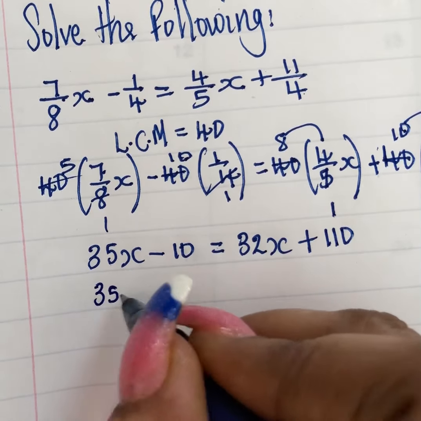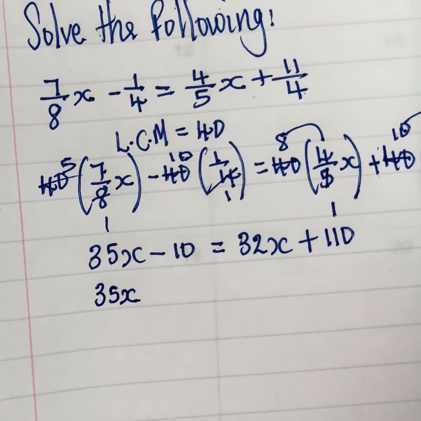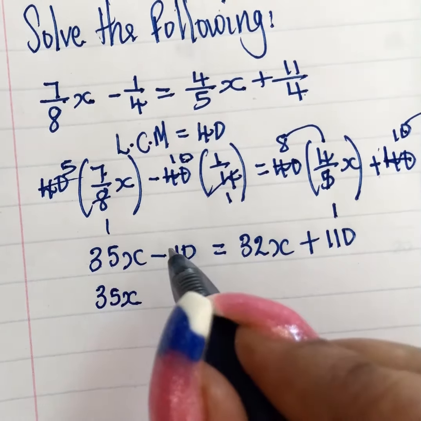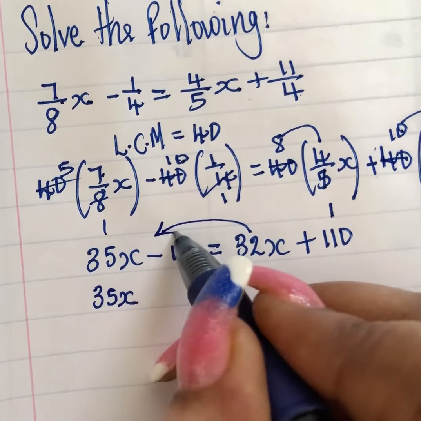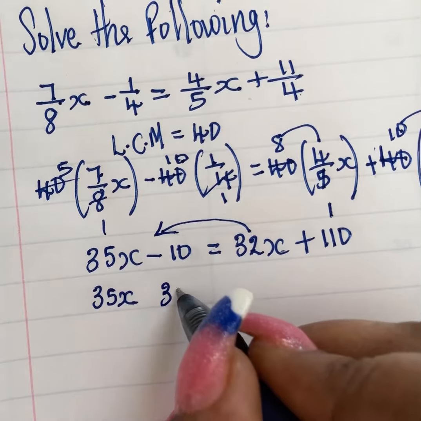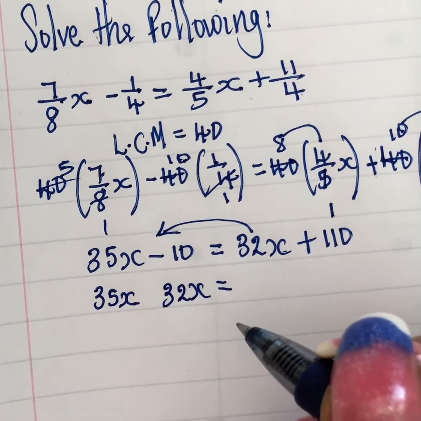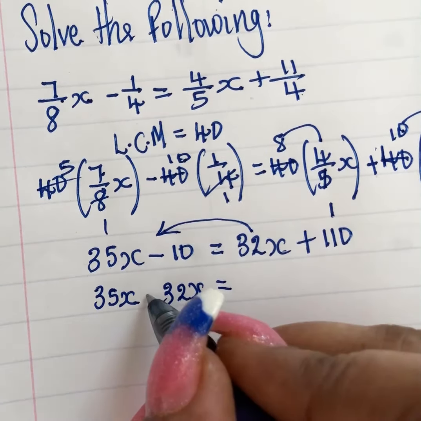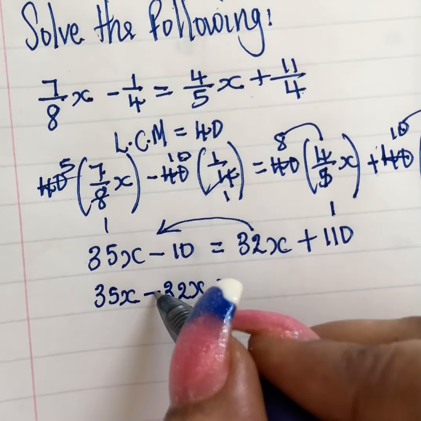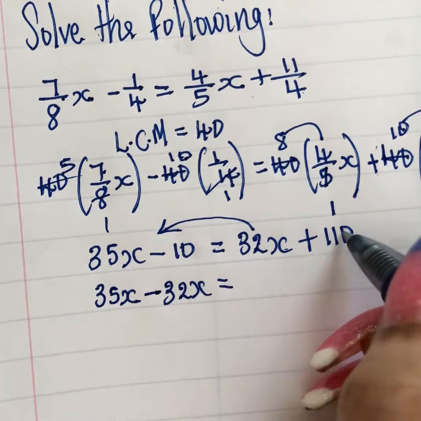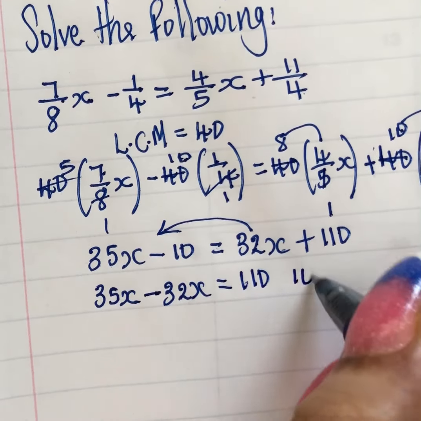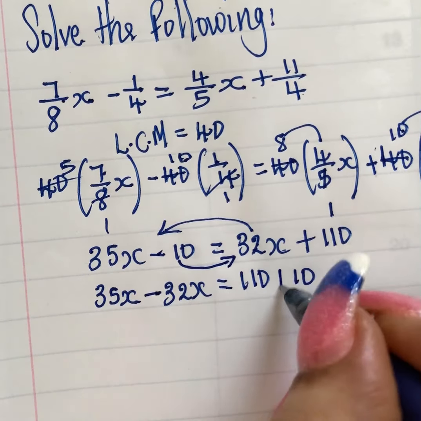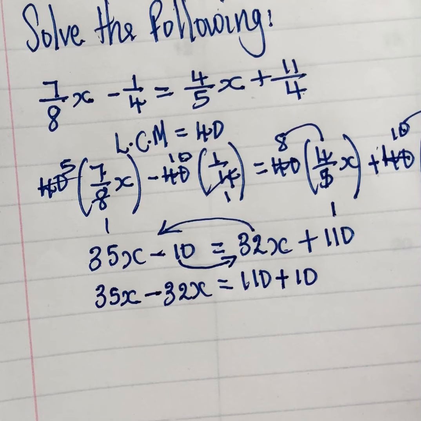Let us simplify by collecting like terms on the same side. My unknown, I am going to keep it on my left hand side because my largest positive unknown is already on my left hand side. Good. Now I'm going to take this 32x to join my 35x. And remember the rule? Once we move across the equal sign, the sign changes. It was a positive, so it's going to become a negative. We have 110, and I'm going to take 10 across. It was a negative. Going across an equal sign makes it a positive.